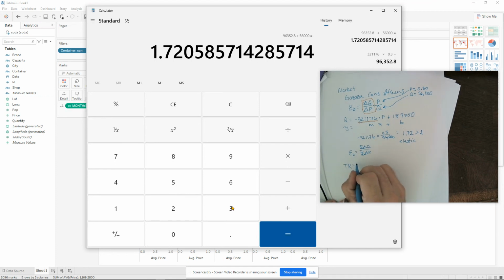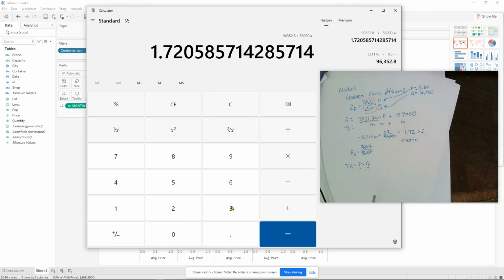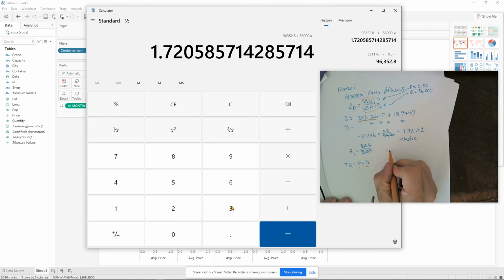total revenue is equal to price times quantity. And we know these move in opposite directions because demand's downward sloping. So therefore, if the elasticity is greater than 1, the quantity effect dominates. That means I want this to go up. Well, this goes up when price goes down. So I want to drop my price. That means price should go down if I'm trying to optimize my revenue. Okay, that's one thing.